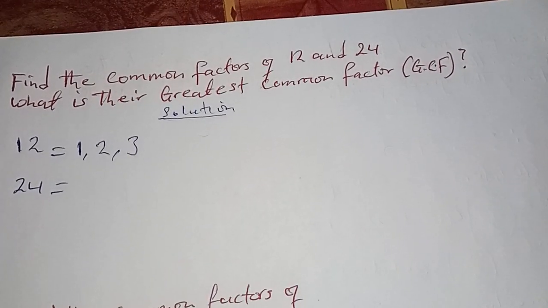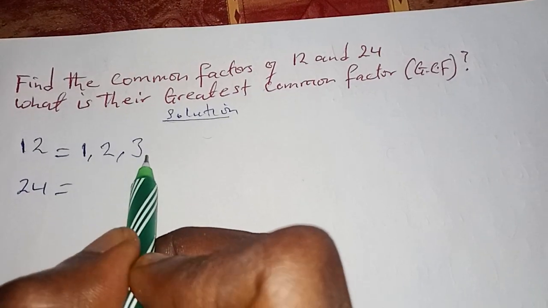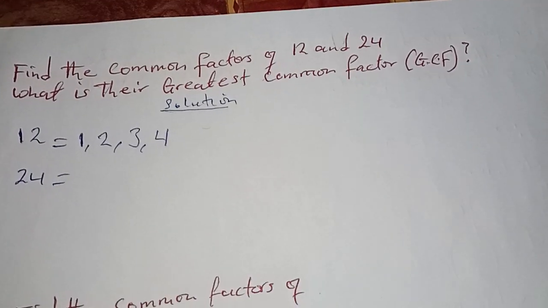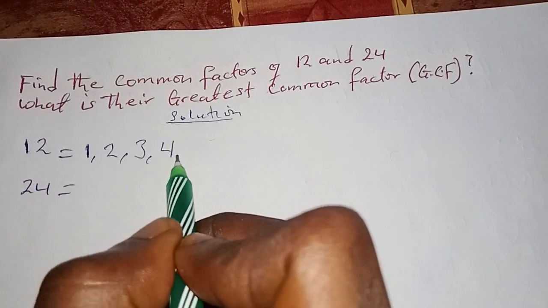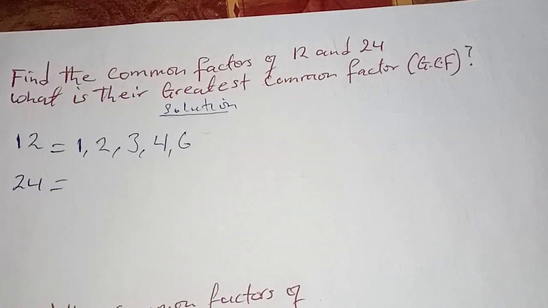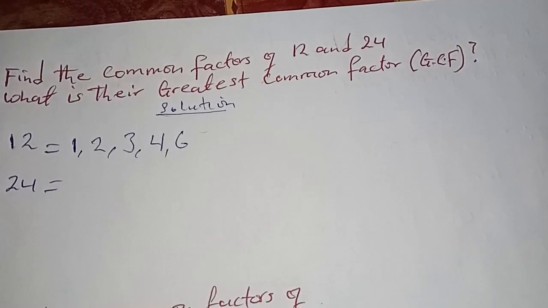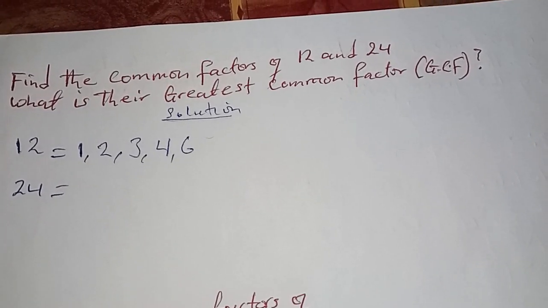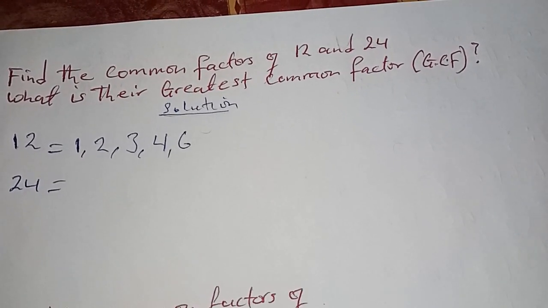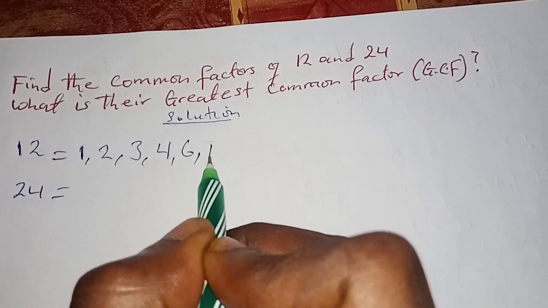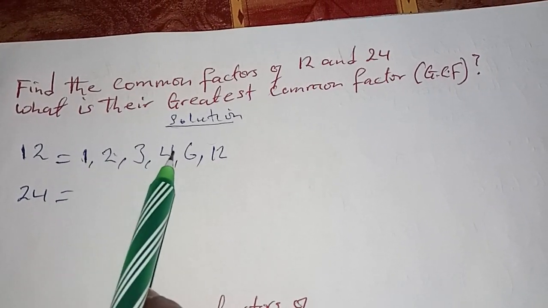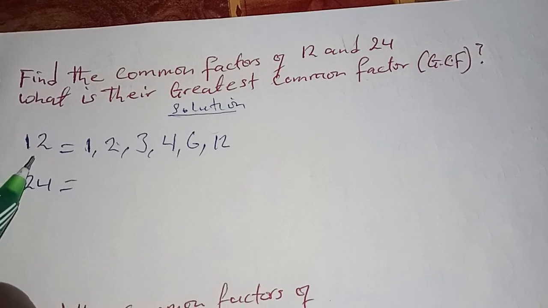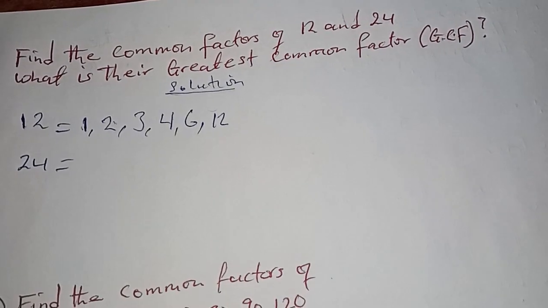The next factor is 6. 6 can also go into 12. The next factor now is 12, the number itself. So always you should start with 1 and end with the number itself. So we have 1, 2, 3, 4, 6, 12. We have 6 factors for 12.